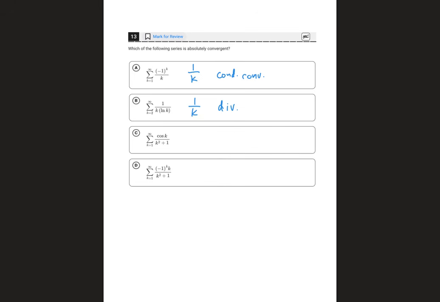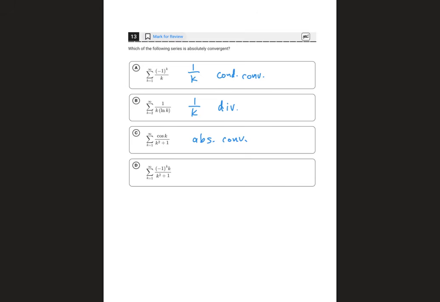Okay, the next one is definitely going to be the absolutely convergent one. This is going to be the answer. First off, this cosine is just some number between 1 and -1, so you can almost treat it like a constant. And this plus 1 doesn't matter, so you can even just compare this to 1 over k squared.